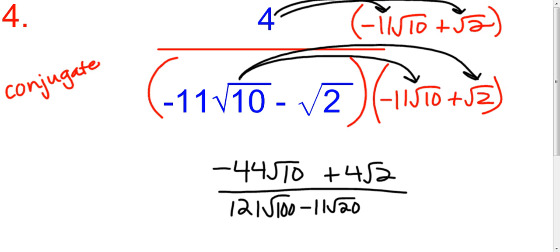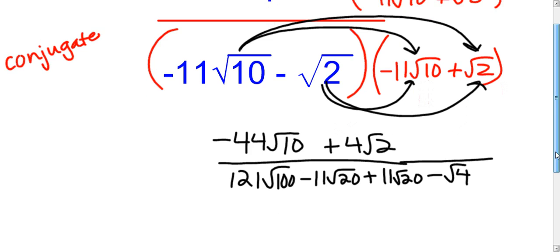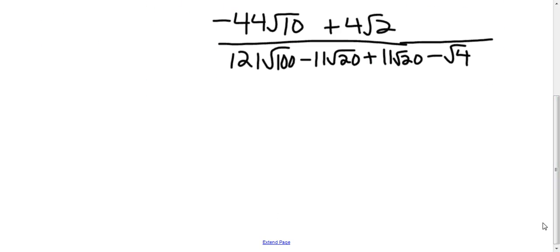and we'll worry about simplifying it later. And then -11 root 10 times -root 2 would be positive, a negative times a negative would be positive 11 root 20. And at the end, -root 2 times positive root 2, a negative times a positive is a negative, and then we have root 4. Okay? Luckily, we don't have as much simplifying to do as we think we would at the beginning. The -11 root 20 and the positive 11 root 20 cancel each other out, so that's good.